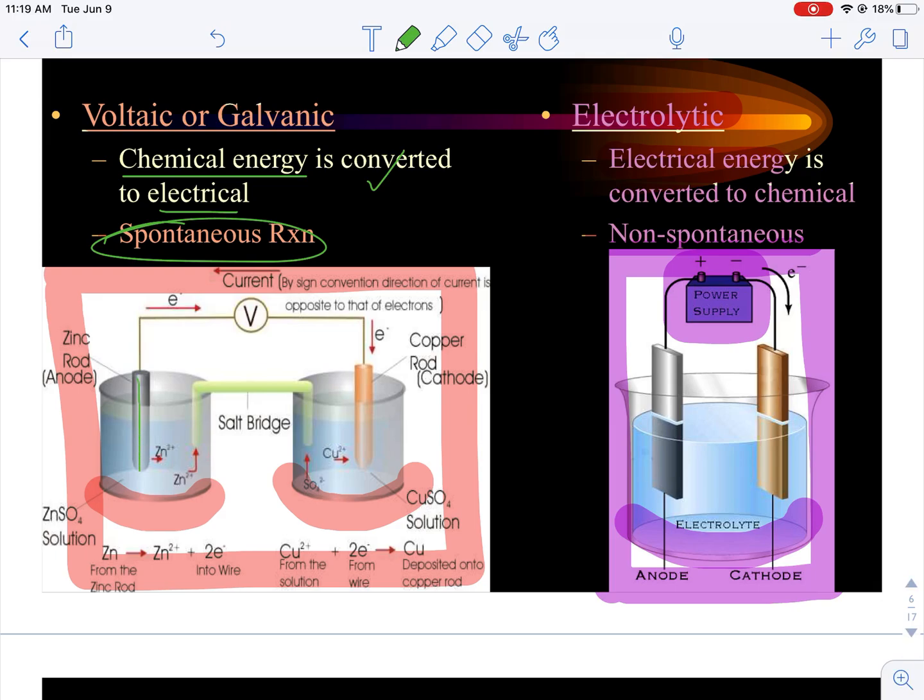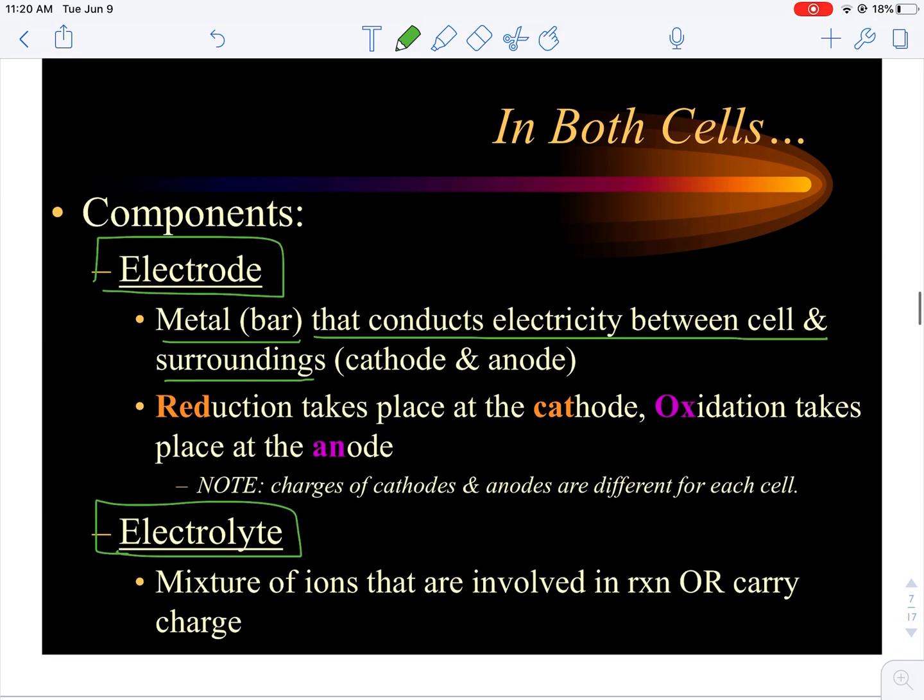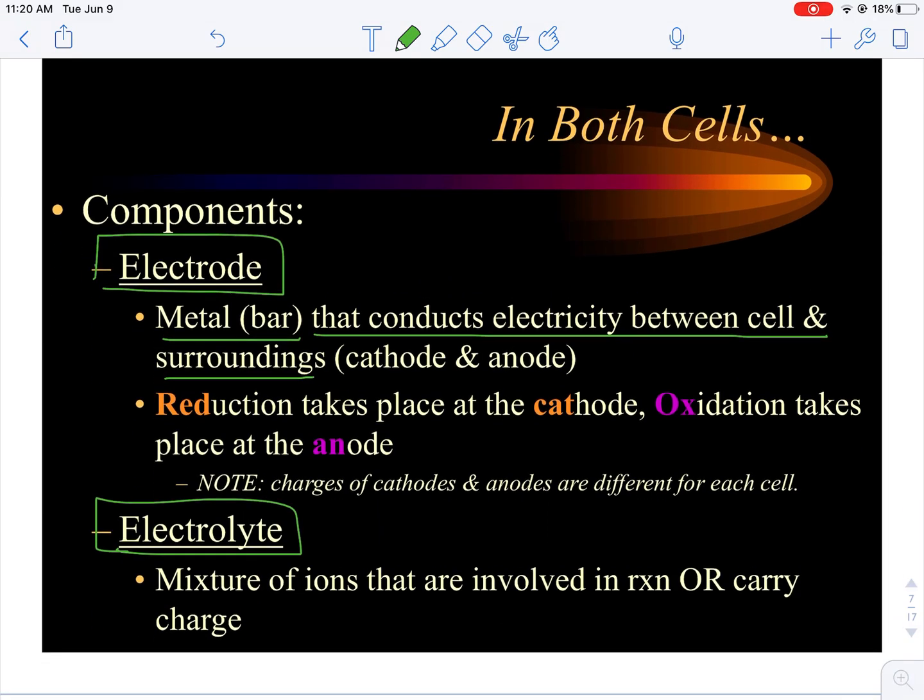In both of the cells, we've got these bars, these metal rods, that collectively are called electrodes. As you look at the labels, you'll see that they are more specific. Let's get down the definition though. Generally speaking, an electrode is the metal bar that conducts electricity between the cell and its surroundings.